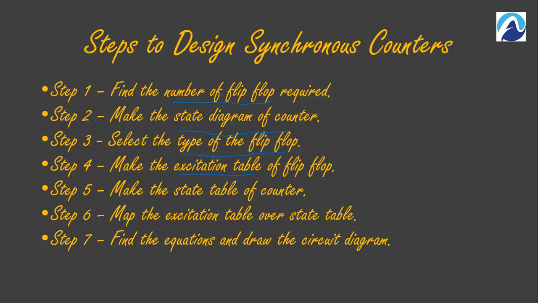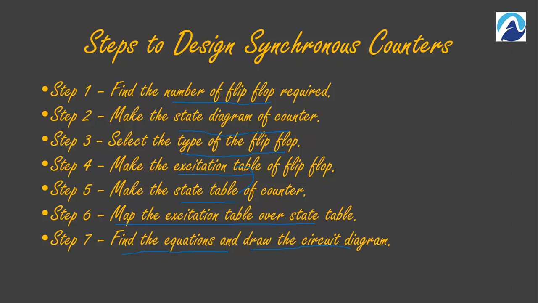Step 5, we need to make a state table of the counter. State table is just the combination of the present state and what would be the next state for this counter. Step 6 is we need to map the excitation table over the state table. This is just the mapping of the excitation table over the state table. In the last and final step, we are just going to find the Boolean equations which we can use to make the circuit diagram of the final counter.